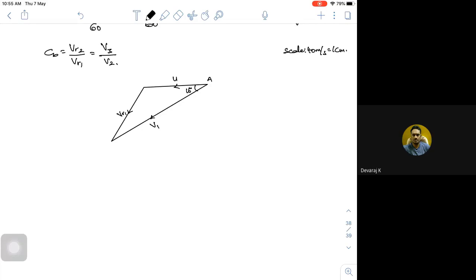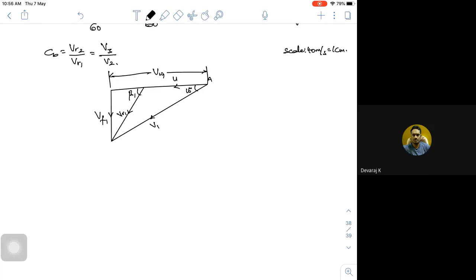Beta 1 is not equal to beta 2 here, because beta 2 is given. So if you measure from this point, you will get your beta 1 here. In this problem, this is your VW1, and this is my VF1.